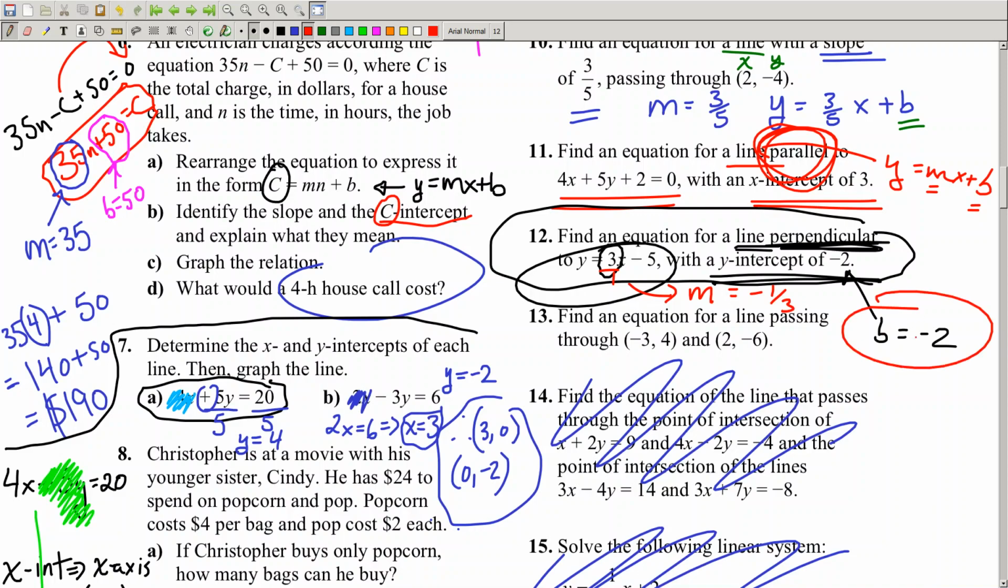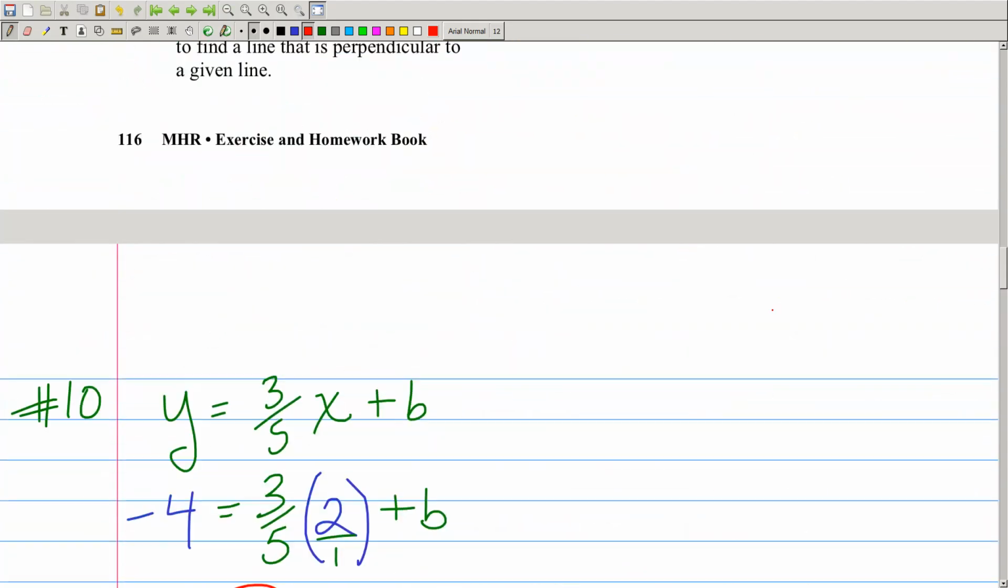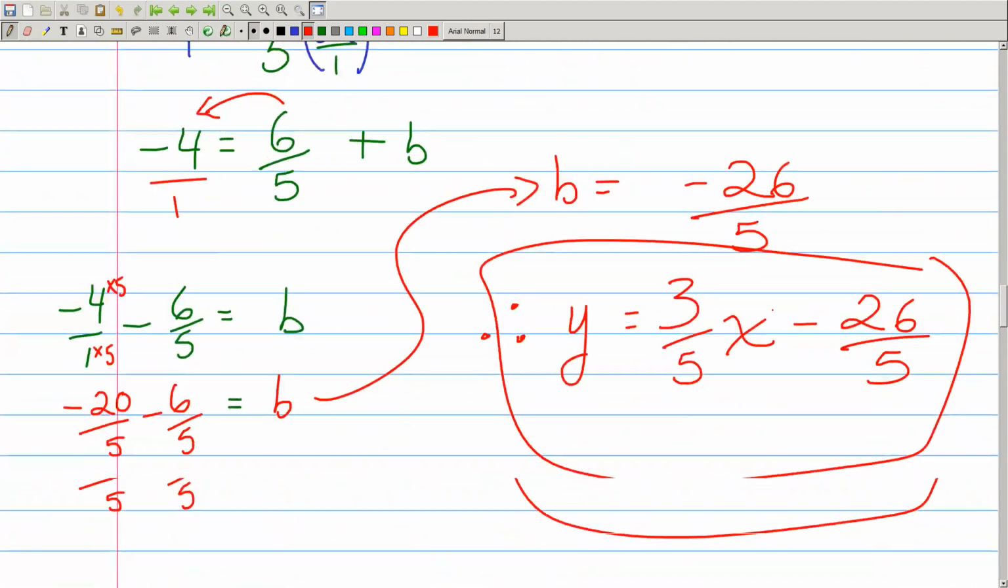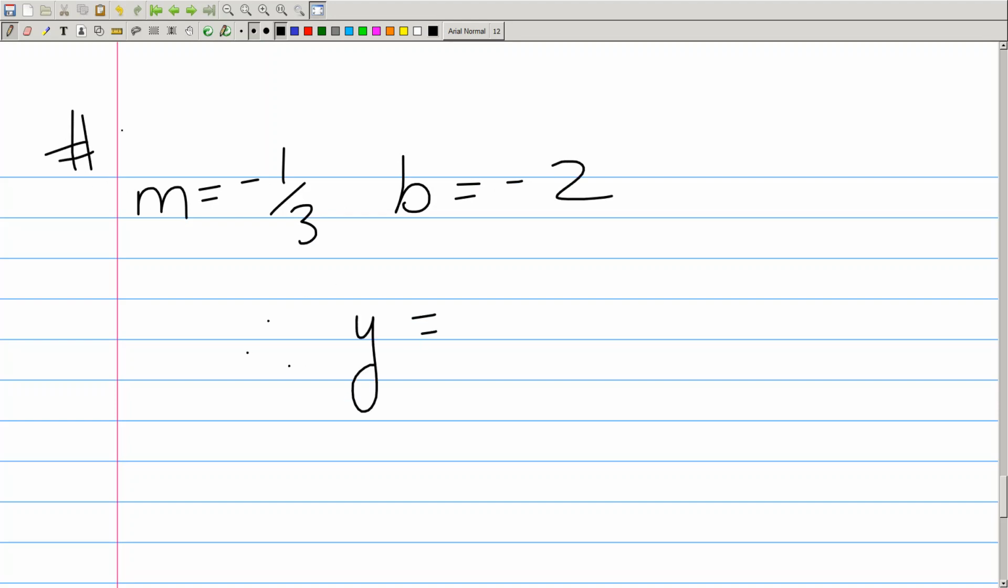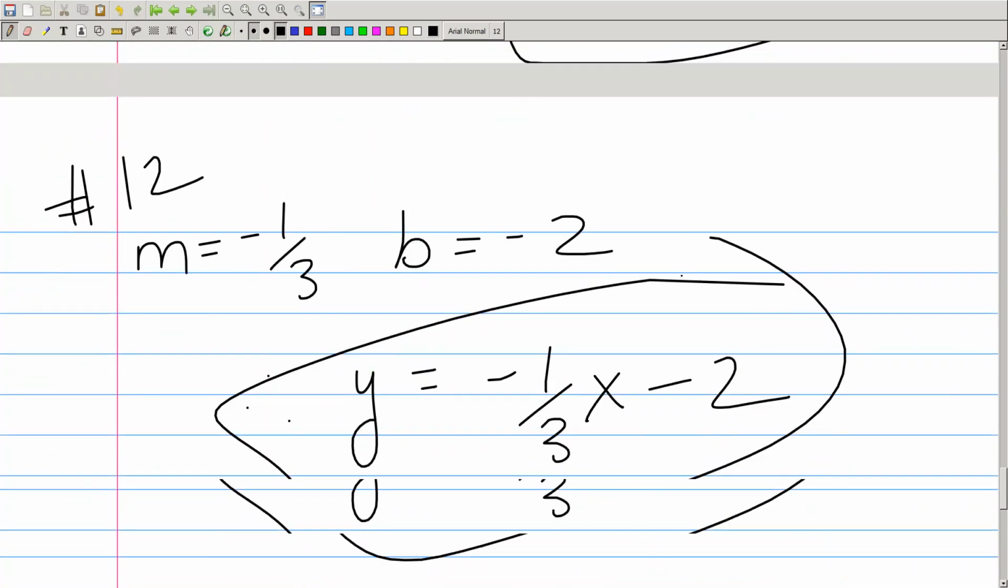So guess what? I have b and I have m, and I can write my equation. Man, I love life. So let me write it down. m is negative 1 over 3. b is negative 2. Therefore, this is number 12: y equals negative 1 over 3x minus 2. Done. Beautiful. That's number 12.